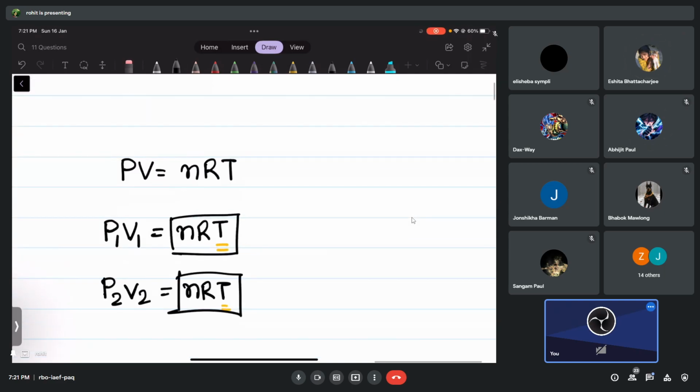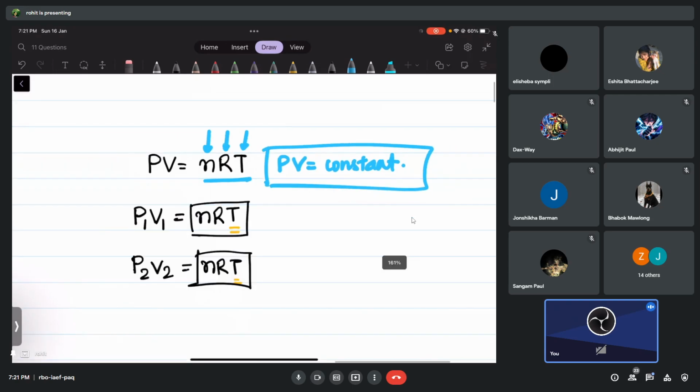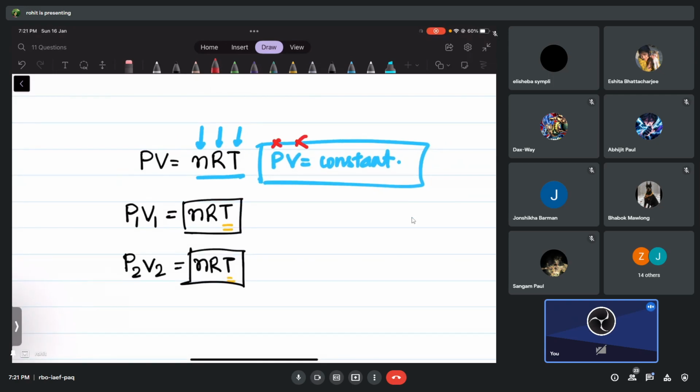The right hand side is constant, because R is a constant, n is a constant, and in this process T is also a constant. So if T is constant, what are you going to write? PV equals the entire right hand side, a constant. So what does it mean, guys? PV equals constant. Now you tell me, is pressure constant? No. Is volume constant? No. What is constant? The product of pressure and volume is a constant.